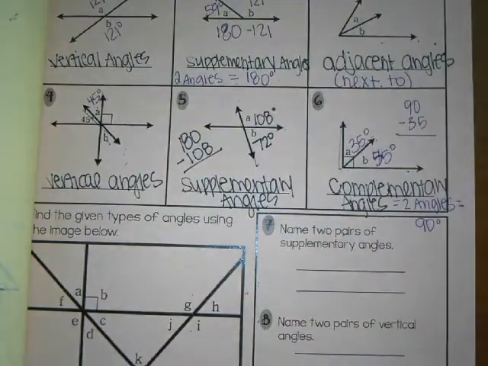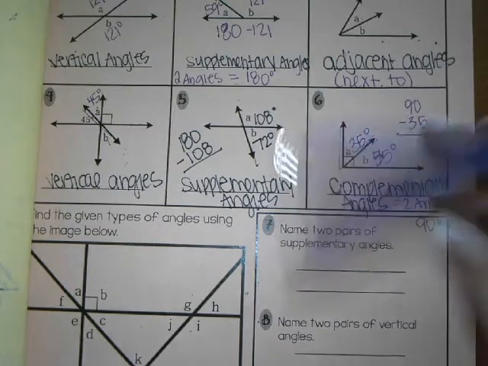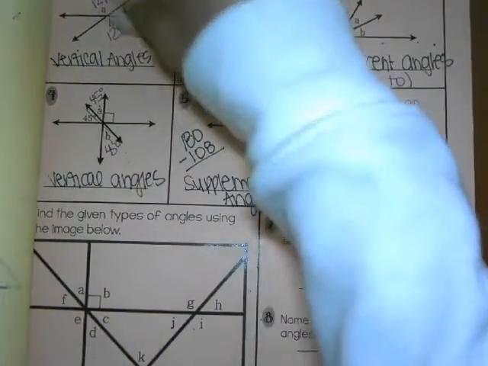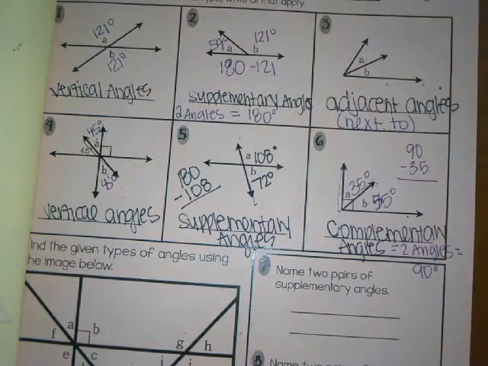Write down what letter B is. Go. What'd you get? 45, because they are what? Vertical angles always have the same angle measurement. Does that make sense? Yeah.